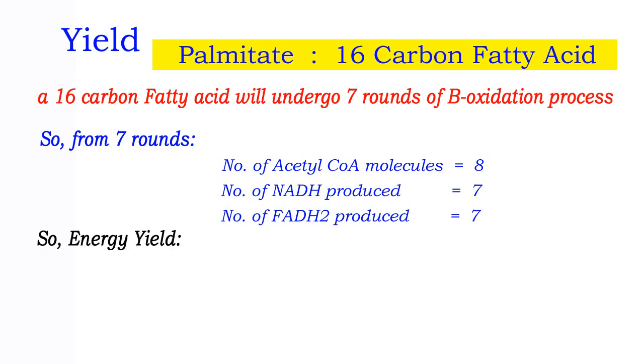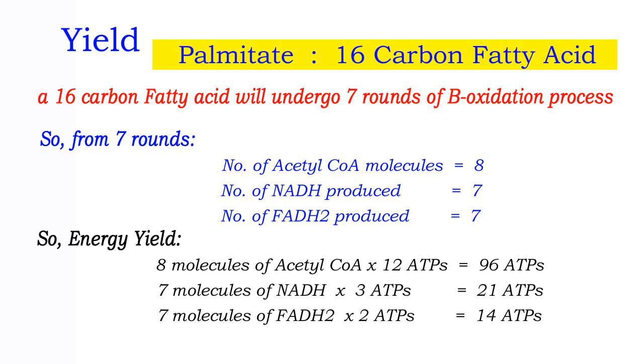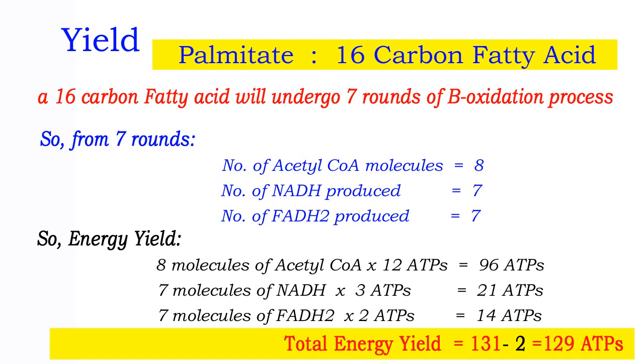So the total energy yield, or in other words the total number of ATP produced, will be as follows. Since one molecule of acetyl coenzyme A produces 12 ATPs, 8 molecules of acetyl coenzyme A will produce 96 ATPs. And since one molecule of NADH produces 3 ATPs, 7 molecules of NADH will give off 21 ATPs. And since one molecule of FADH2 produces 2 ATPs, 7 molecules of FADH2 will produce 14 ATPs, which makes the total ATPs produced 131 ATPs.